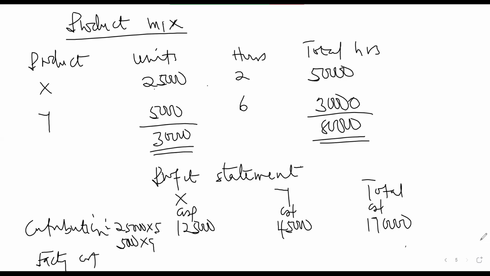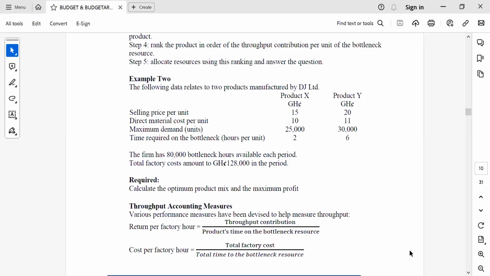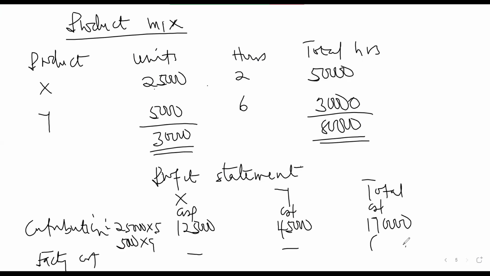You can have other fixed costs, which can be selling and distribution. You bring all of them, but in this particular question they have given us only one, which is the total factory cost of 128,000. The factory cost, you cannot apportion it to any of these products, so you just bring it to the total side here as 128,000. What will be our profits? 42,000. Is that correct?